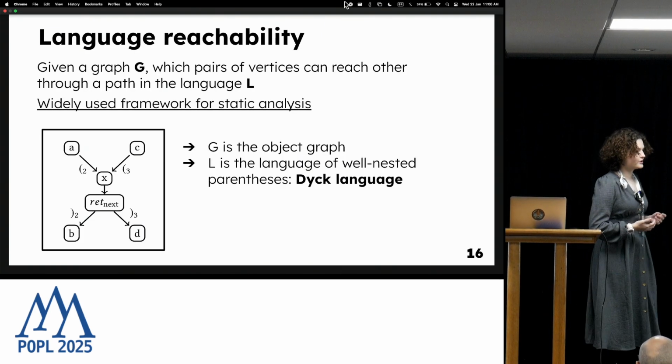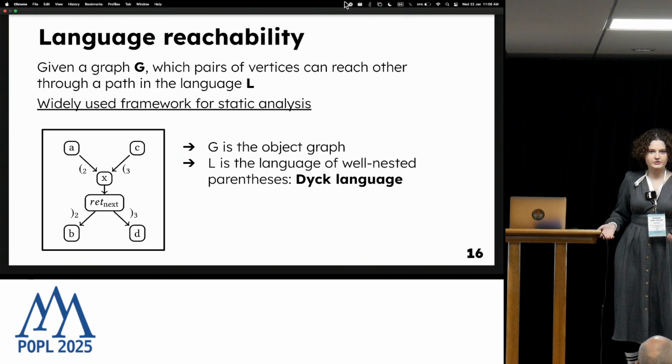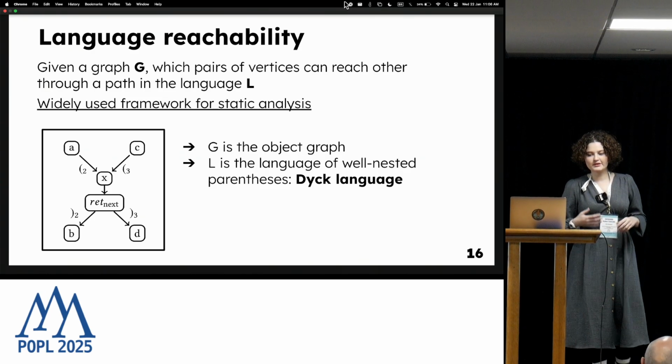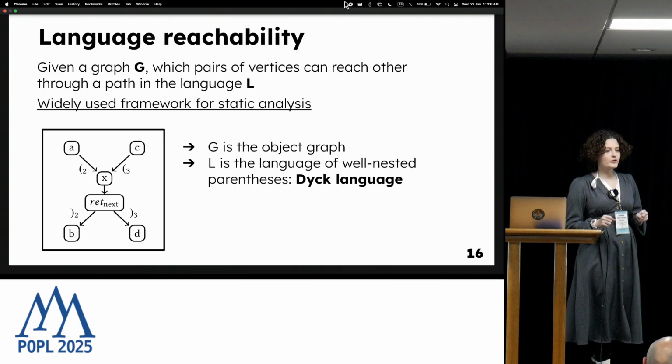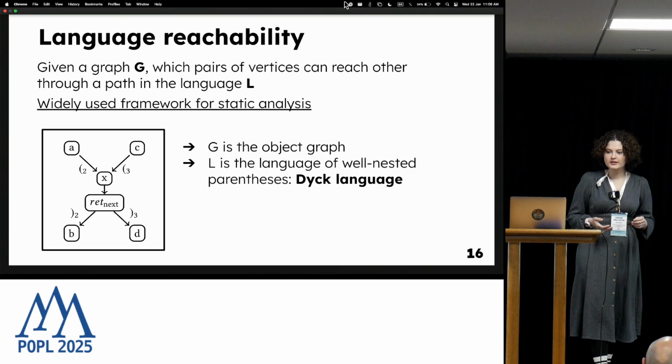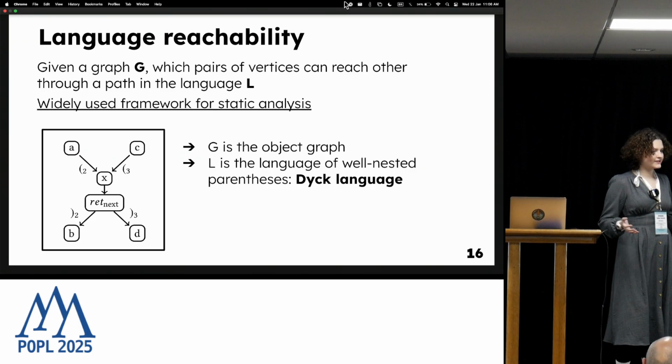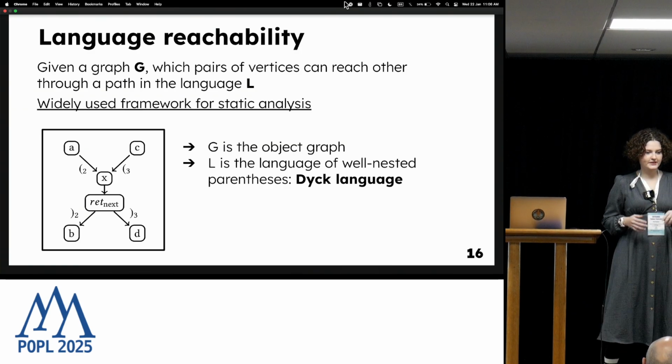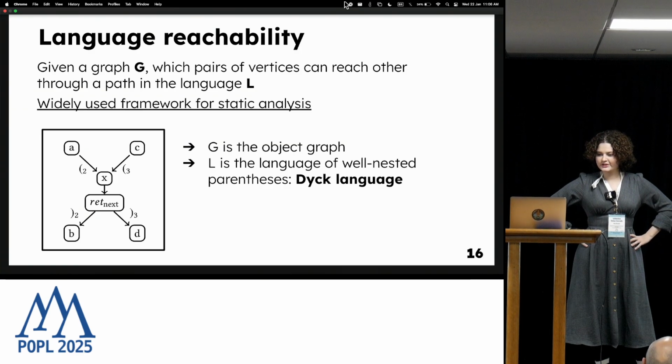And generally, the way we solve these problems is with this general framework of language reachability, which is essentially the problem of, given a graph G, I want to know which pair of vertices can reach each other through a path that is in this language L. And this is just a general framework in static analysis, right? Here we have this thing with parentheses, but you could be representing pretty much anything.